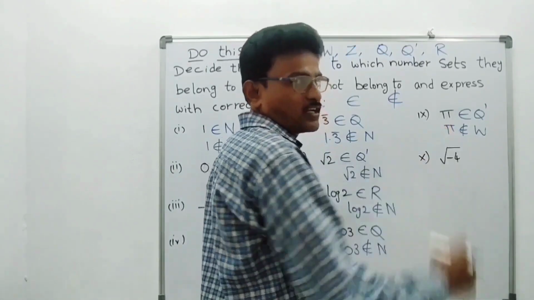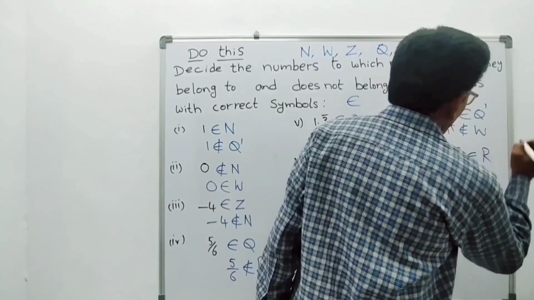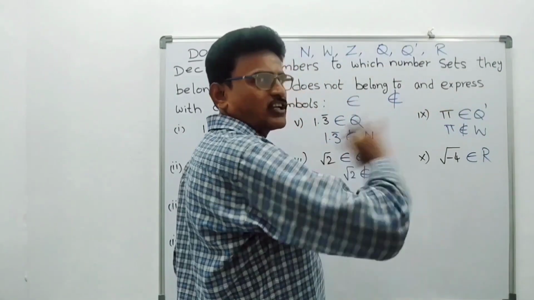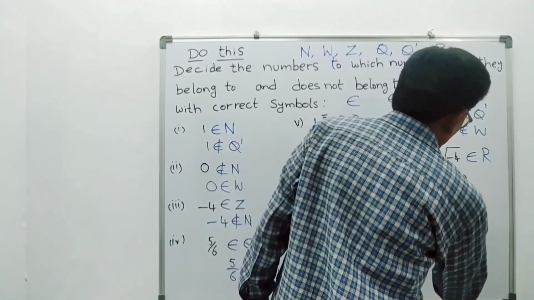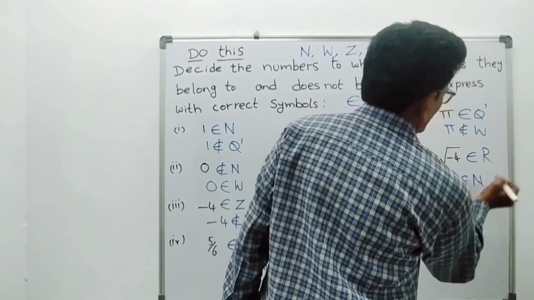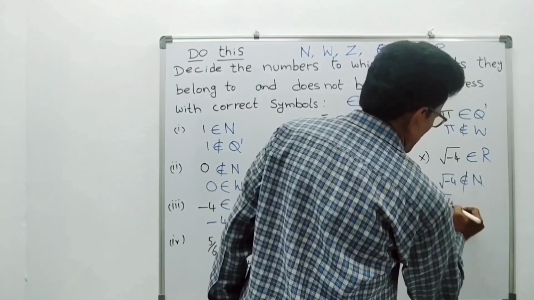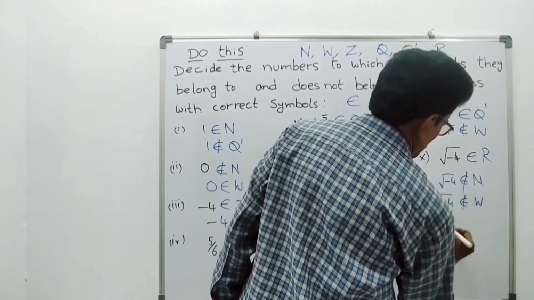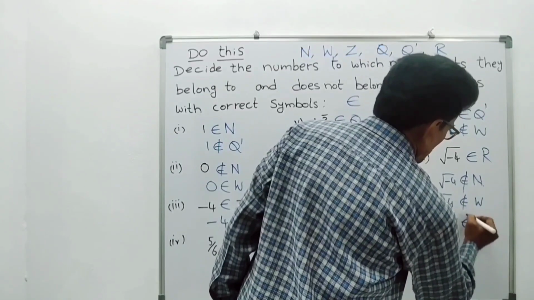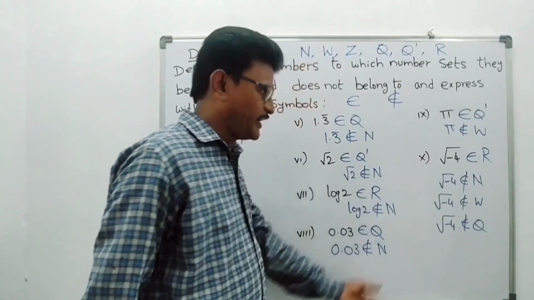This one is an imaginary number. Root of minus 4. So this one I am writing belongs to the real numbers. In the real numbers every number is there. Now root of minus 4 is not there in the natural number list. You can write anyone: does not belong to natural number, or root of minus 4 does not belong to W, or root of minus 4 does not belong to Q. Like that you can write anyone here.